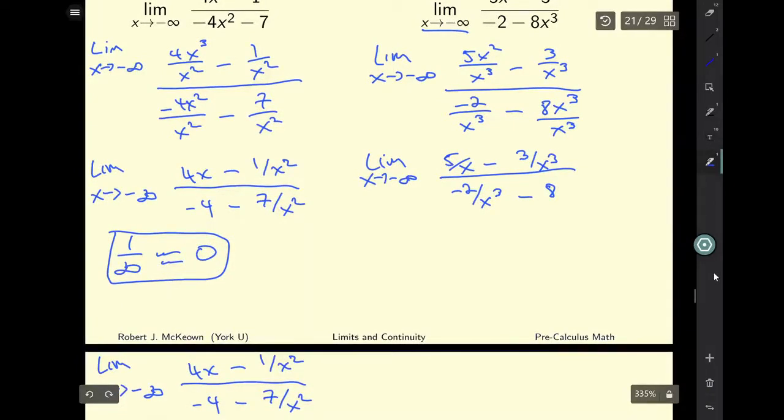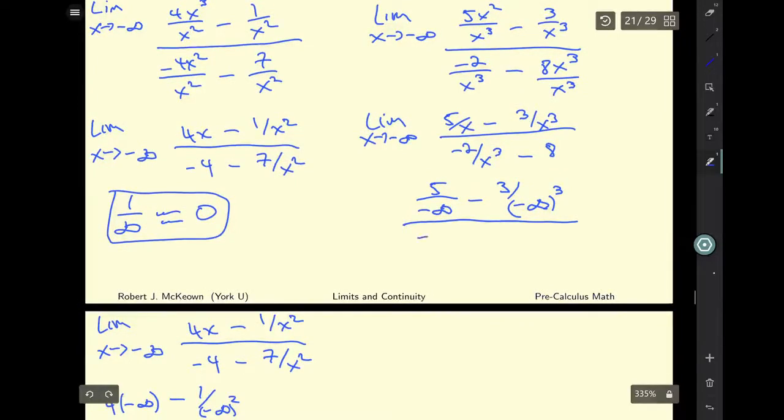And now I'll take the limit. I'm going to plug in negative infinity wherever I see an x. And so I've got 5 divided by negative infinity minus 3 over negative infinity cubed, divided by negative 2 over negative infinity cubed, and minus 8. Let me fix that up, make sure I can read it.